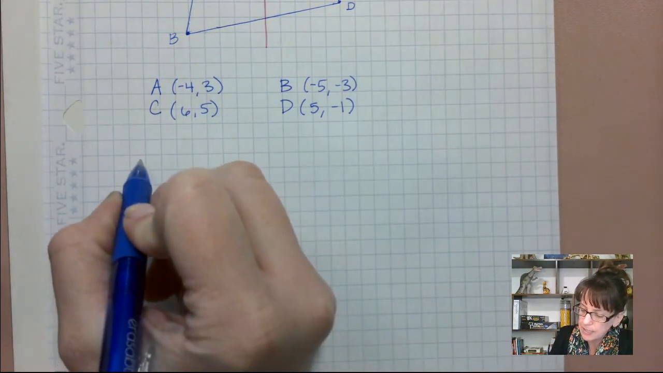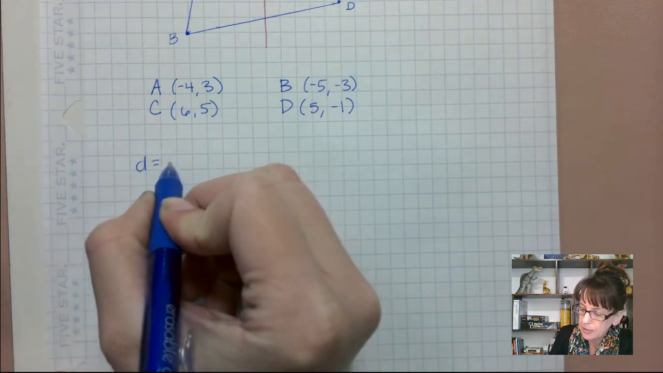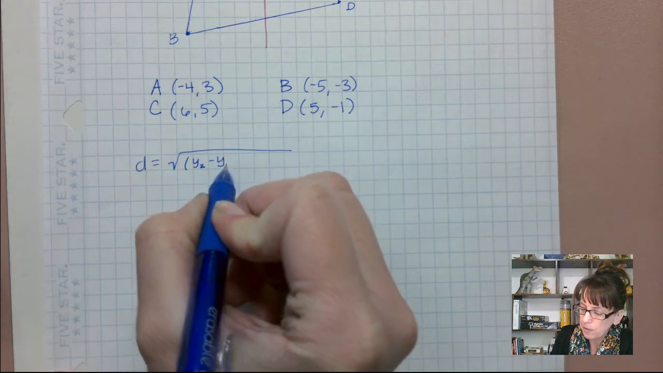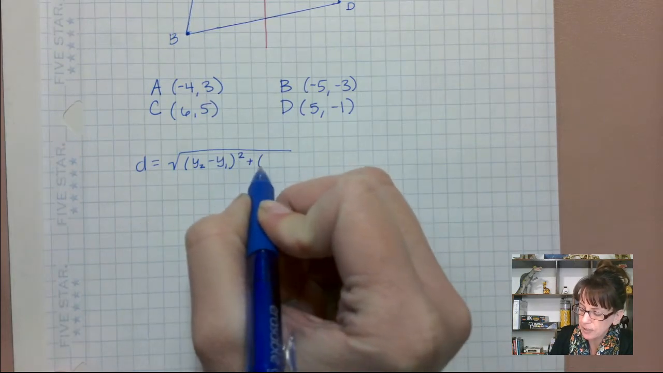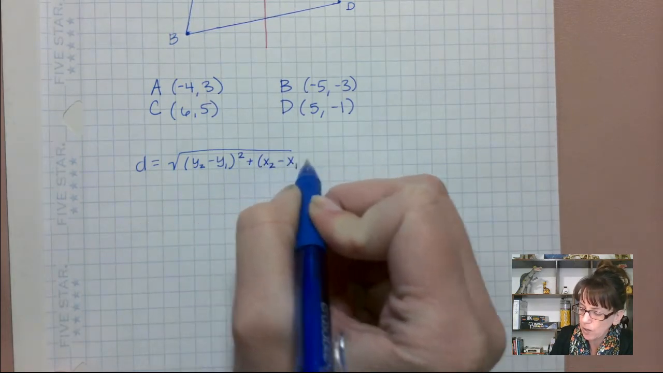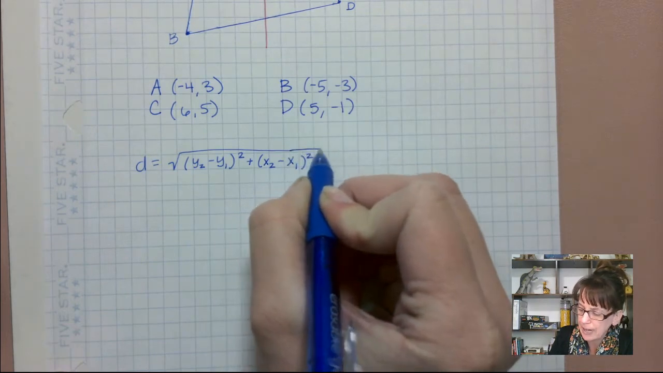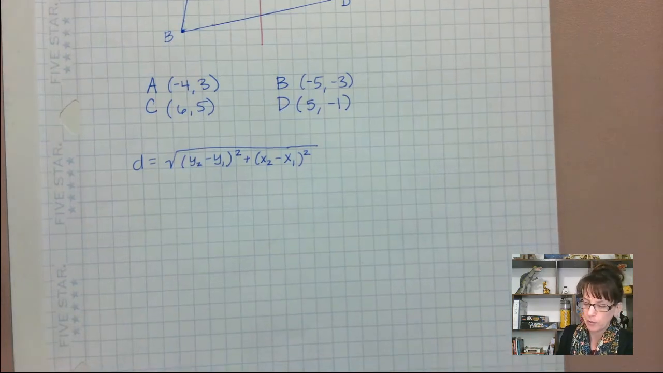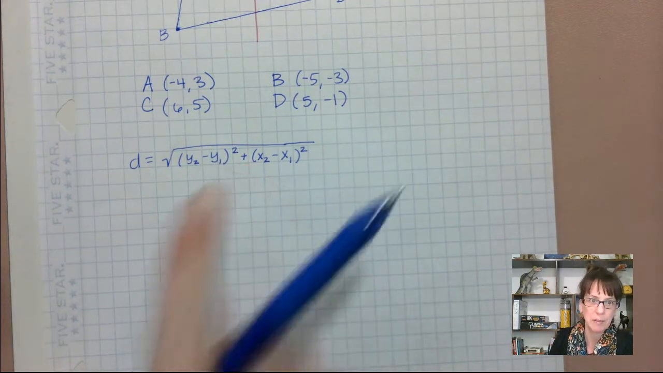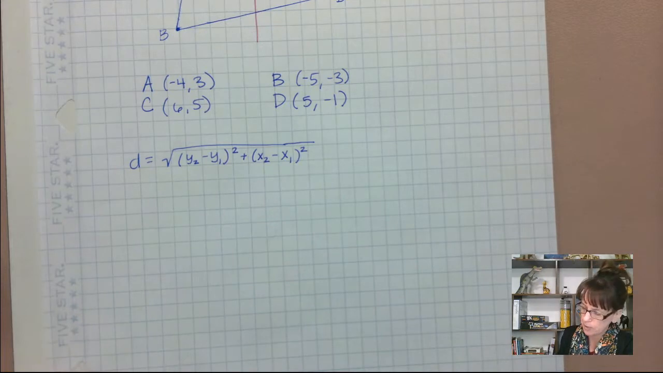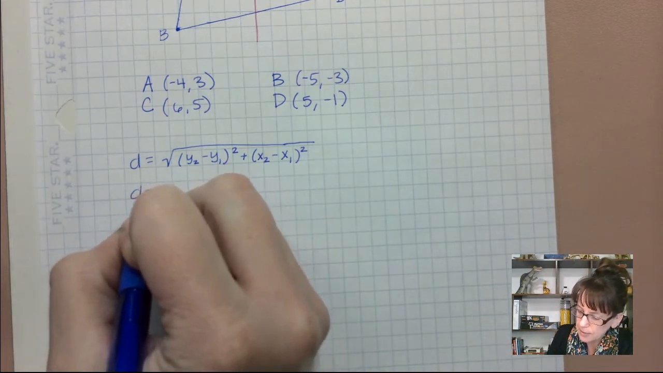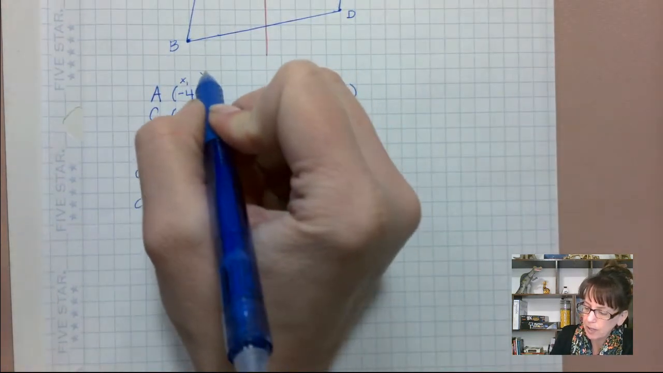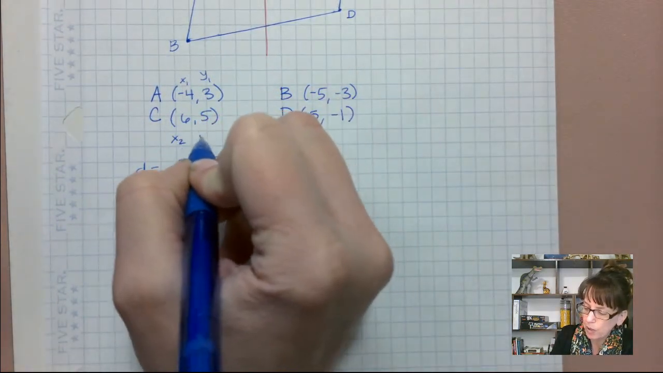So our distance formula, remember, is the square root of y2 minus y1 squared plus x2 minus x1 squared. You may see it also written as x2 minus x1 plus y2 minus y1 squared, both of those squared. That's fine because when we're adding, we can add in any order, so we can flip that around if we need to.